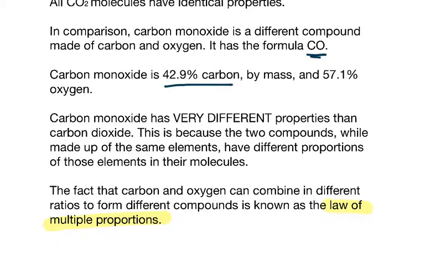Organic chemistry, which at some point in college most of you will probably take, is the chemistry of carbon, which is really about how a lot of times hydrogen and oxygen all bond with carbon. There are thousands of molecules that have carbon and hydrogen and oxygen in them in different ratios. So that's an example of how multiple proportions are very, very common.